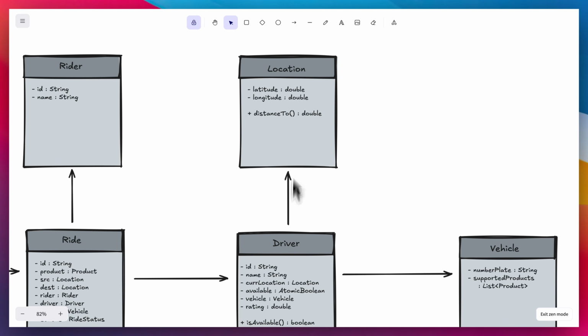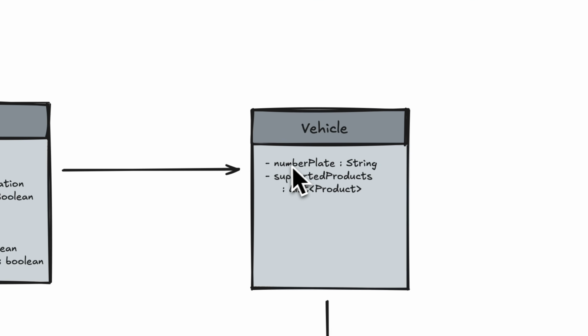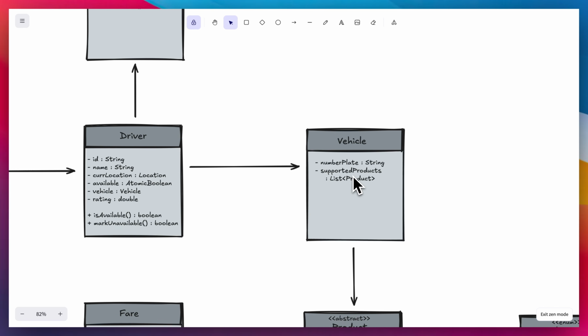And the driver would be having the location, right? So location is represented by latitude and longitude. And the driver will also have the vehicle. So vehicle will have two things. The first one is the number plate and the second one is the supported products.